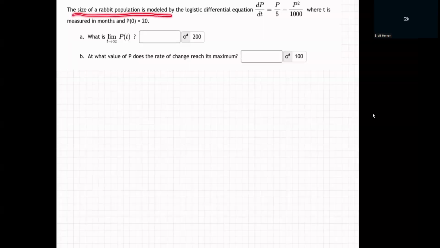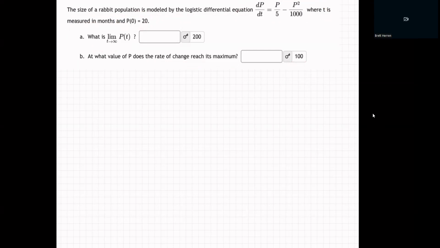The size of a rabbit population is modeled by the logistic differential equation. It's given that t is measured in months and P of 0 is 20. What's the limit as t goes to infinity? And at what value of P does the rate of change reach its maximum? How do we do that?